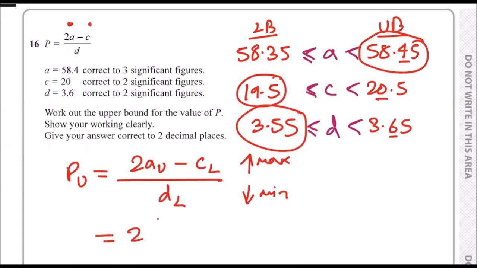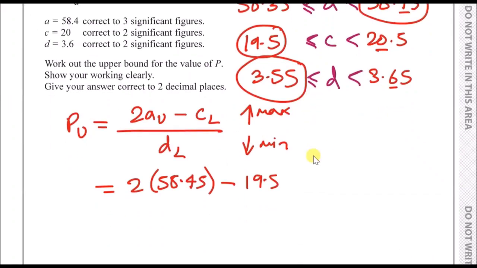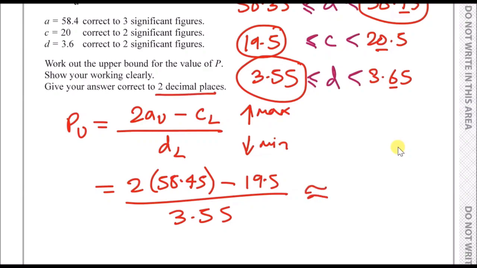So it'll be 2 times 58.45 minus the lower bound of C, which is 19.5, over 3.55. And when you do this, you should get an answer which rounds to approximately, to 2 dp, 27.44. And that's it.